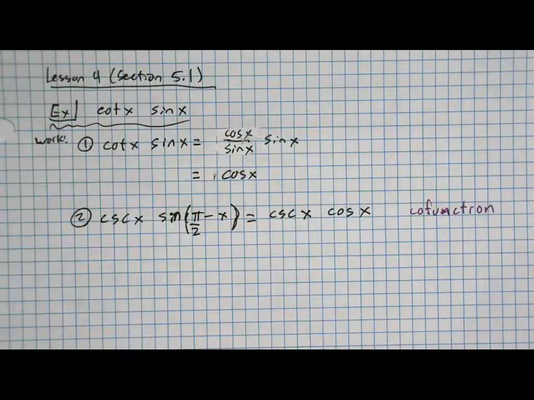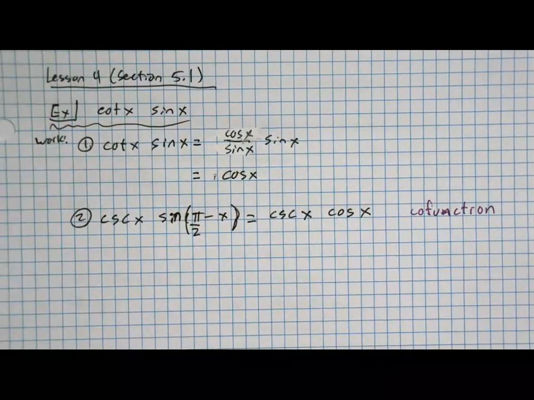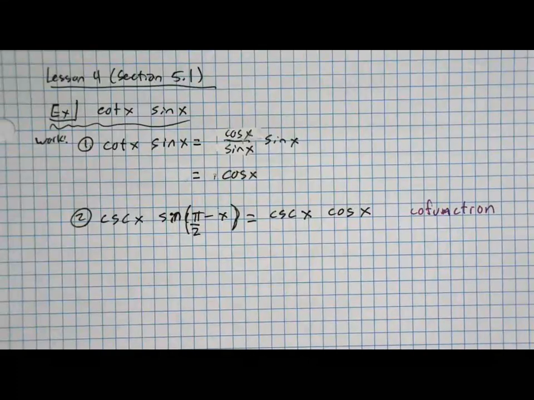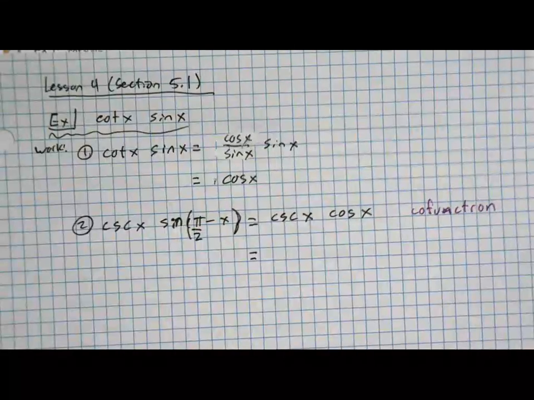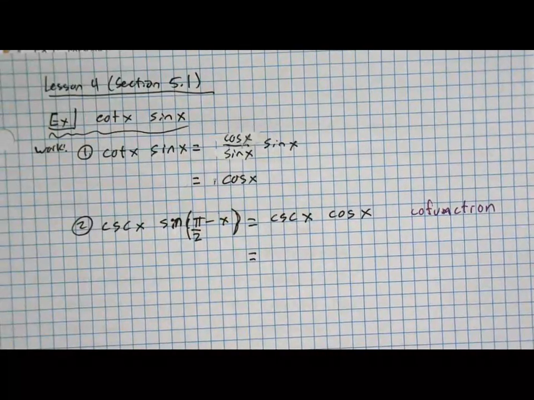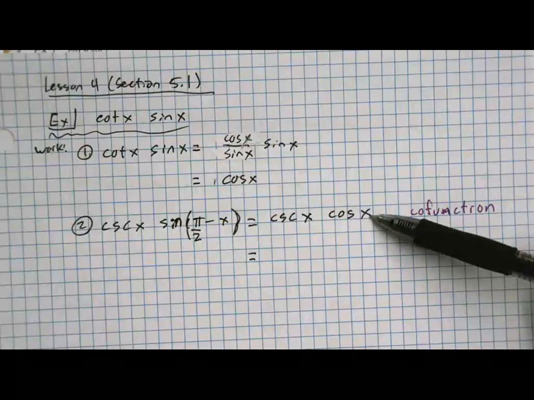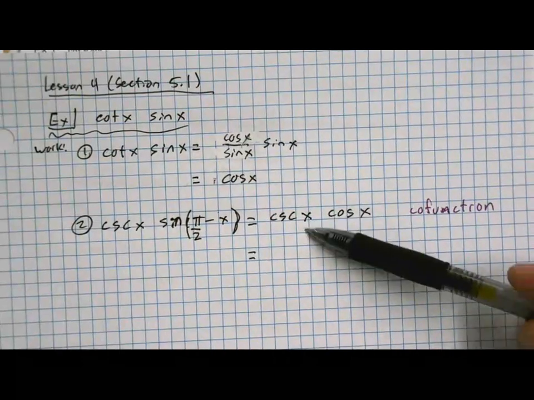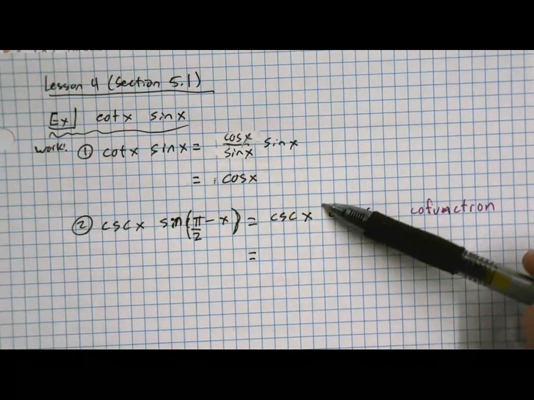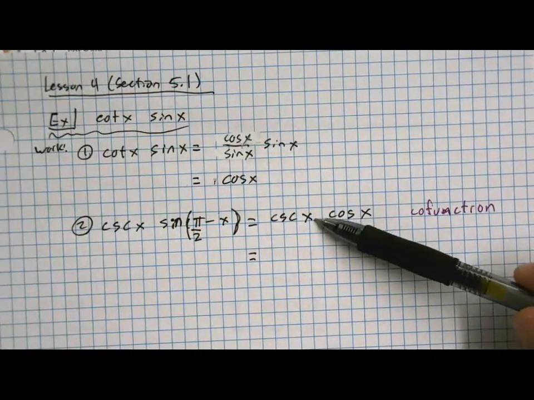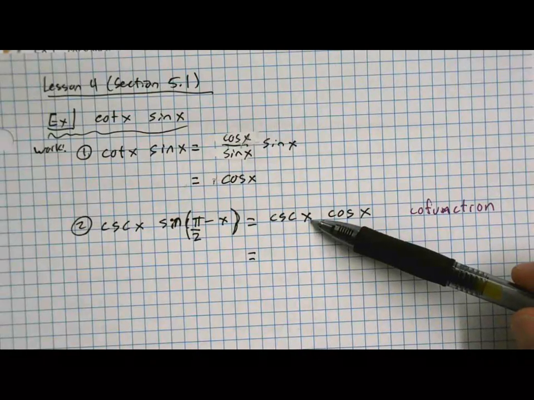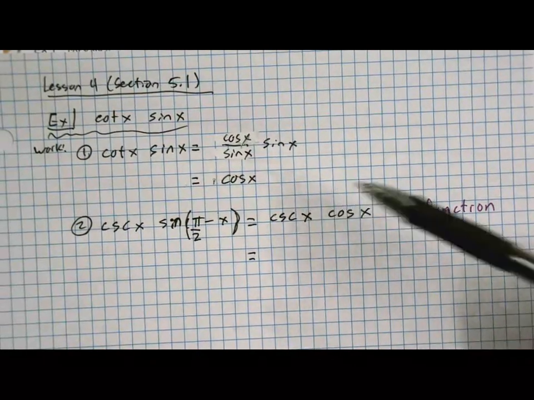So I think we could probably take this further than this. I'm not 100% sure, but let's try. What else could we do? I'm going to leave this cosine x alone for right now, but this cosecant, I feel like we could change that into something. What do you think? 1 over sine x, what category is that? Reciprocal, you're thinking reciprocal? Yeah, let's try it.